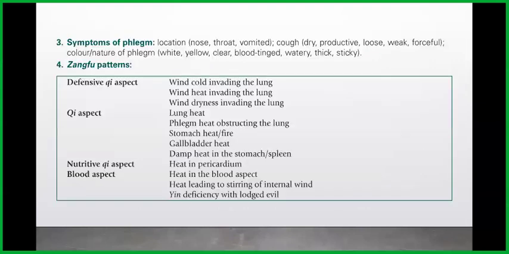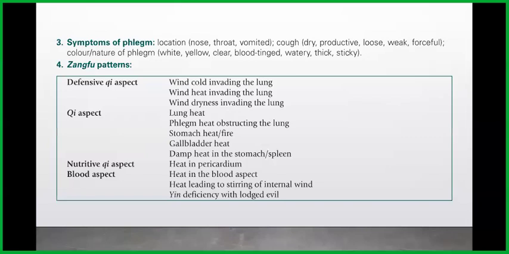And number 3, symptoms of phlegm. So we look at the location, if it's in the nose, throat, or if it's vomited. We also look at the cough, if it's dry, productive, loose, weak, or forceful. And of course, the color and nature of phlegm, if it is white, yellow, clear, blood-tinged, watery, thick, or sticky. Then there's the Zangfu organs.